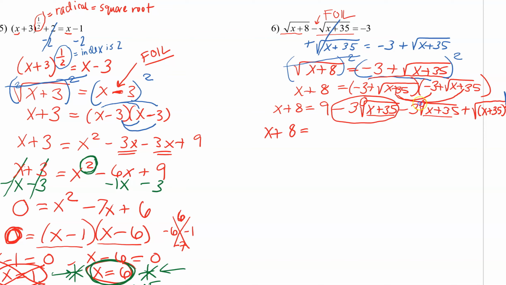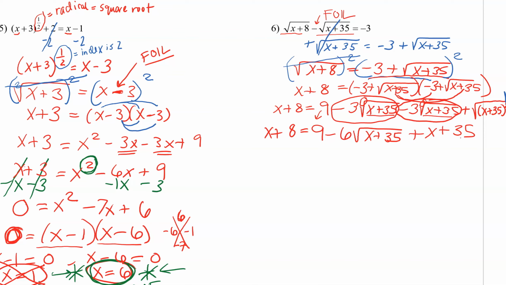These are like terms and they're both negative. So I actually would add up all that negative. So it's going to be, the 9 is still there, but then these two middle terms become -6 square root x plus 35, because I added up the two -3's that were in front of the matching square roots. They had the same index and the same radicand, so they can be combined. Meanwhile, this square root goes away, so I just get x plus 35.